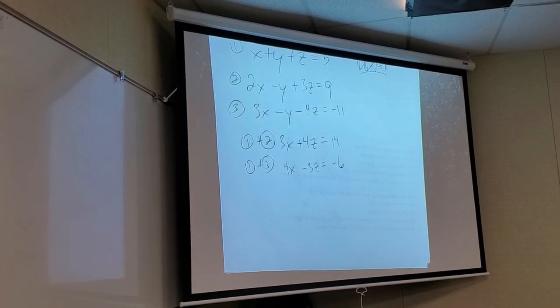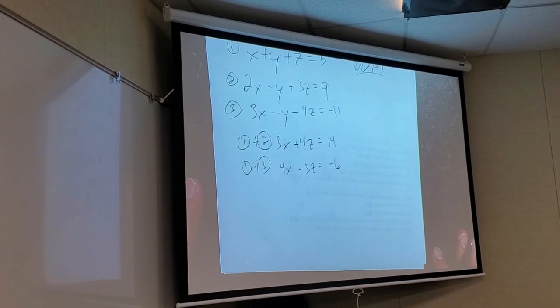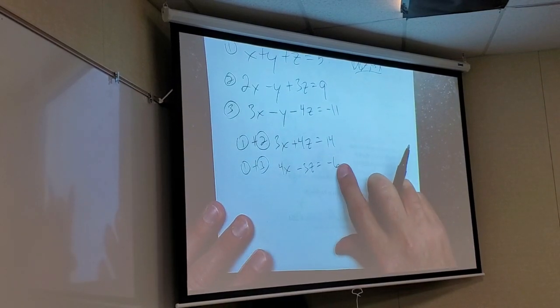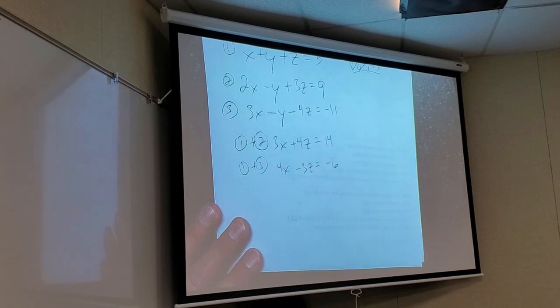We wish that the coefficients were the same. Specifically on which variable? Which variable already has opposite signs? The z.